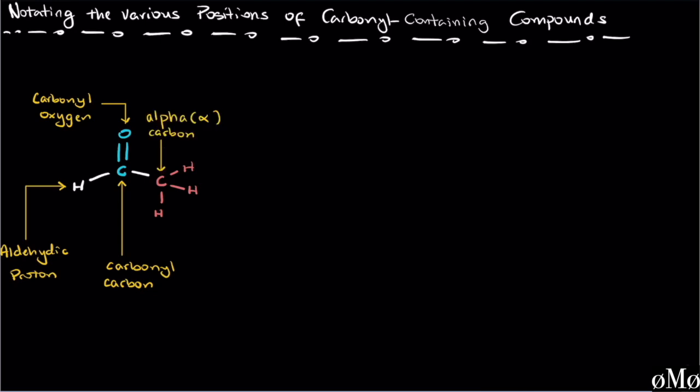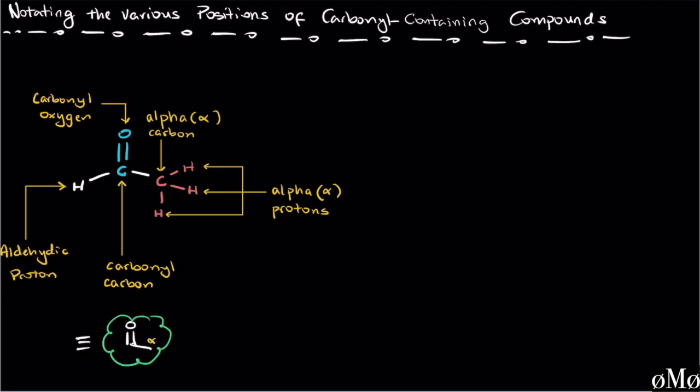For aldehydes, you may call the proton bonded to the carbonyl carbon your aldehydic proton. Then we begin to number using the Greek letters alphabetically, based on the proximity of every carbon to the carbonyl carbon. The first carbon next to the carbonyl carbon is called the alpha carbon, and the protons bonded to the alpha carbon are called the alpha protons. Just for recognition purposes, I have also shown what this molecule looks like using bond line notation. Essentially your acetaldehyde has a carbonyl carbon, a carbonyl oxygen, and an alpha carbon.